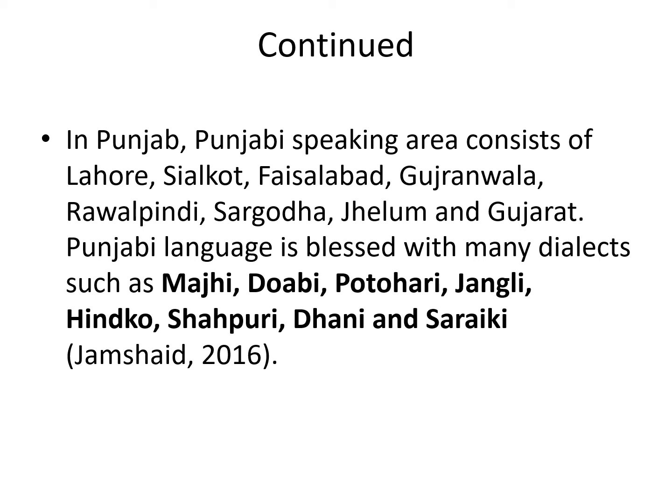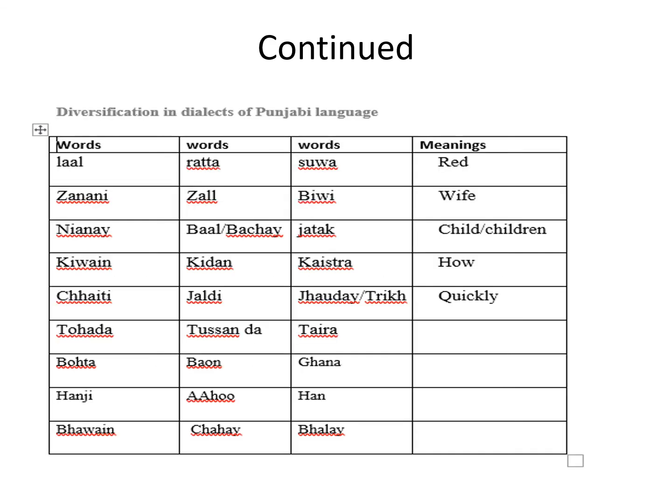The Punjabi language is blessed with many dialects such as Majhi, Doabi, Potwari, Jangli, Hindko or Shahpuri, Dhani, and Saraiki. These are the different varieties or dialects of the Punjabi language. Here you can see some diversification in the Punjabi language. If you are a Punjabi speaker, definitely you will be able to at least understand these words.